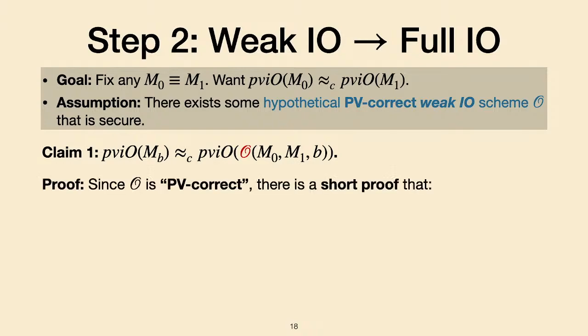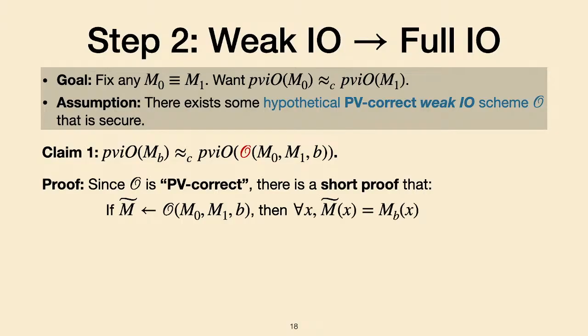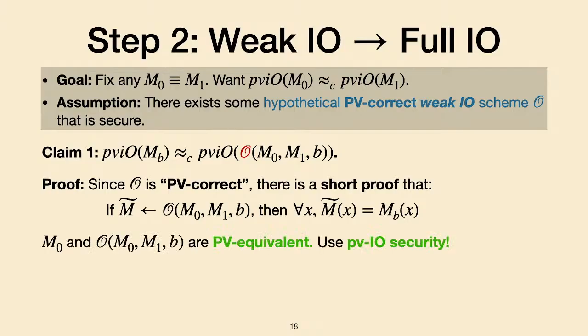Since O is a weak IO and it has a short proof of this fact, if I have M tilde that comes out of this obfuscation program, I can prove that on every single input, M tilde and MB are functionally equivalent. So that's a weak IO correctness guarantee. And I'm also saying it's PV correct, so I have a PV proof of this fact. So in particular, this means that MB and O of M0, M1, B are PV equivalent.